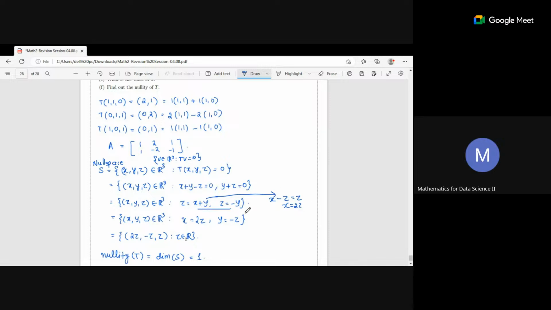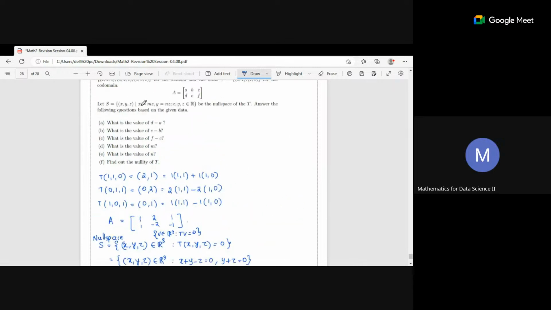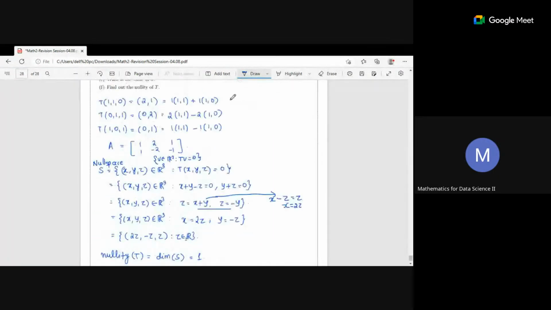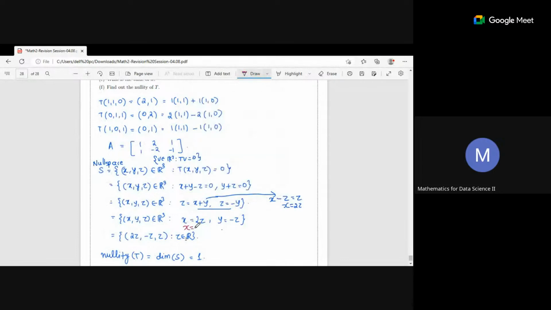And I'm writing y as minus z. So it means your x is 2z, your y is minus z, and z I'm keeping as such. So this is the null space I'm getting. Why have I written it in this format? Because here they have mentioned that I want to write x as mz and y as nz. So I'm using this format from the way they have given.